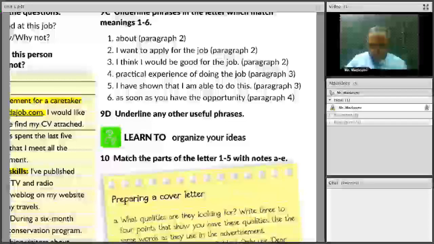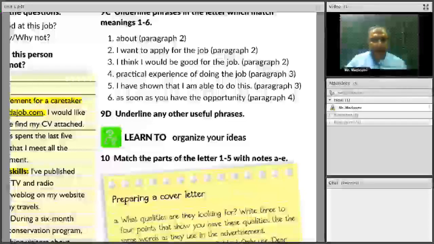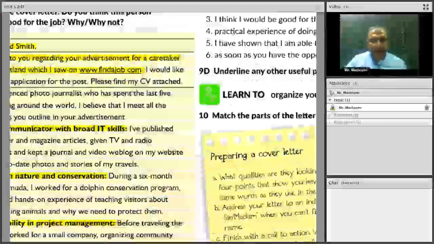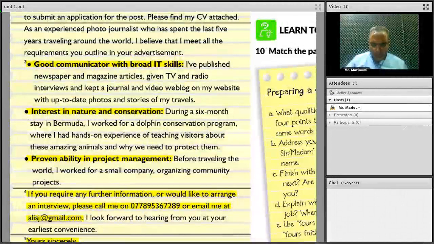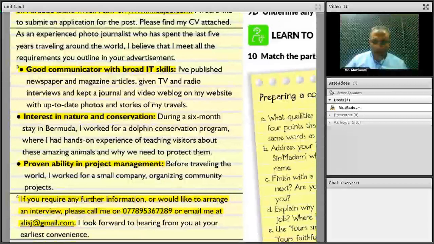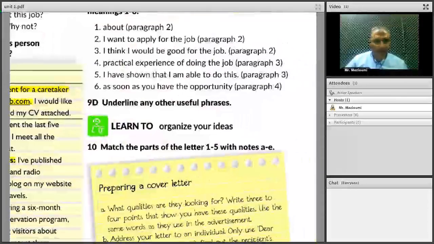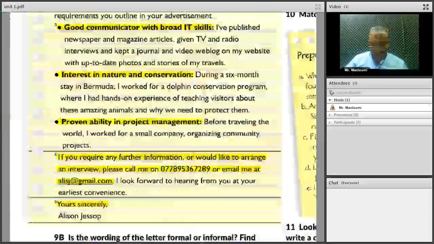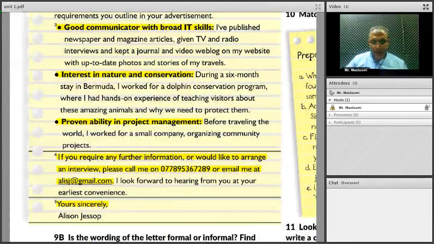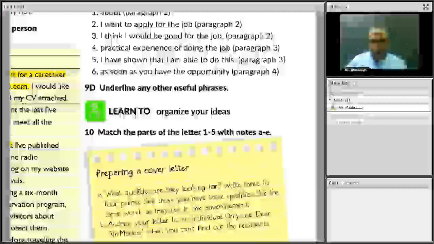Okay, so practical experience of doing the job. Practical experience, where was the word? Yes, okay. Hands-on experience, and of course, lots of experience here. Number 5, I have shown that I'm able to do this. In paragraph 3, I have shown that. So, proven ability, I have shown that I can do this.